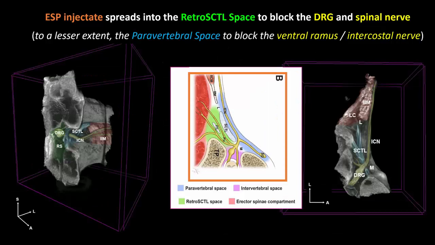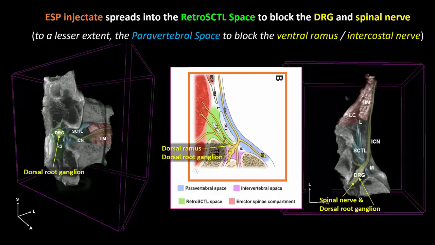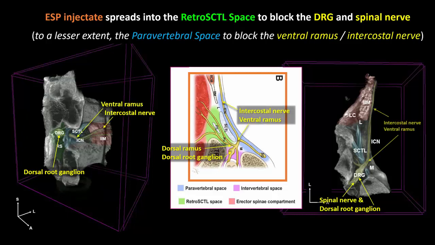These are a couple of other views that I find helpful in constructing my own 3D mental image of this anatomical region. The left-hand image is a cut looking in the medial to lateral direction, and the right-hand image is a plan view looking superior to inferior, similar to the center illustration. We clearly see the spinal nerve, dorsal root ganglion, and dorsal ramus within the retro-SCTL space. And we see the ventral ramus entering the paravertebral space through the medial slit to run forwards as the intercostal nerve in the intercostal space.